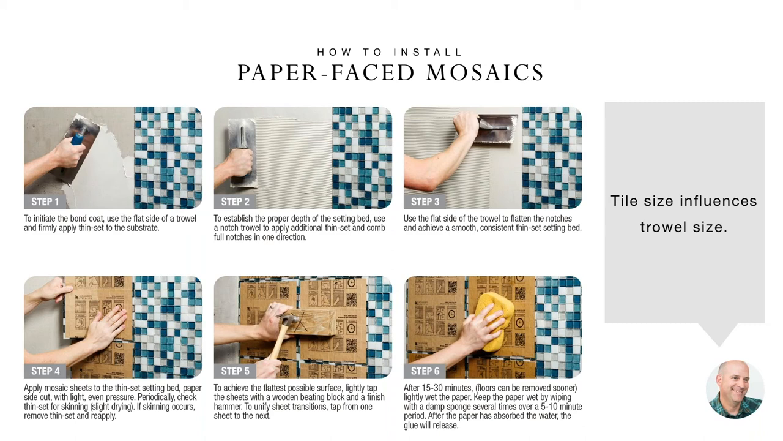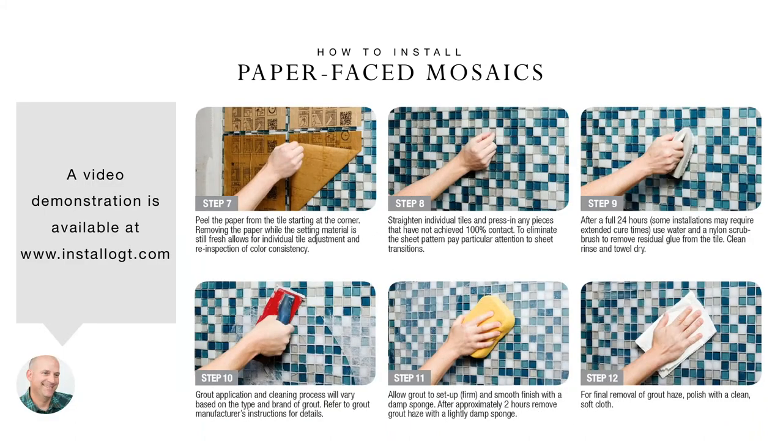And this step is what really separates an average tile installation from an excellent one, because if you remove the paper while you're installing, it gives you an opportunity to make adjustments to the individual tile pieces. And if you don't, you're going to see sheet lines. And you'll see jobs on occasion where you're like, hey, why are there sheet lines in the job? And that's because they didn't remove the paper while they're installing.